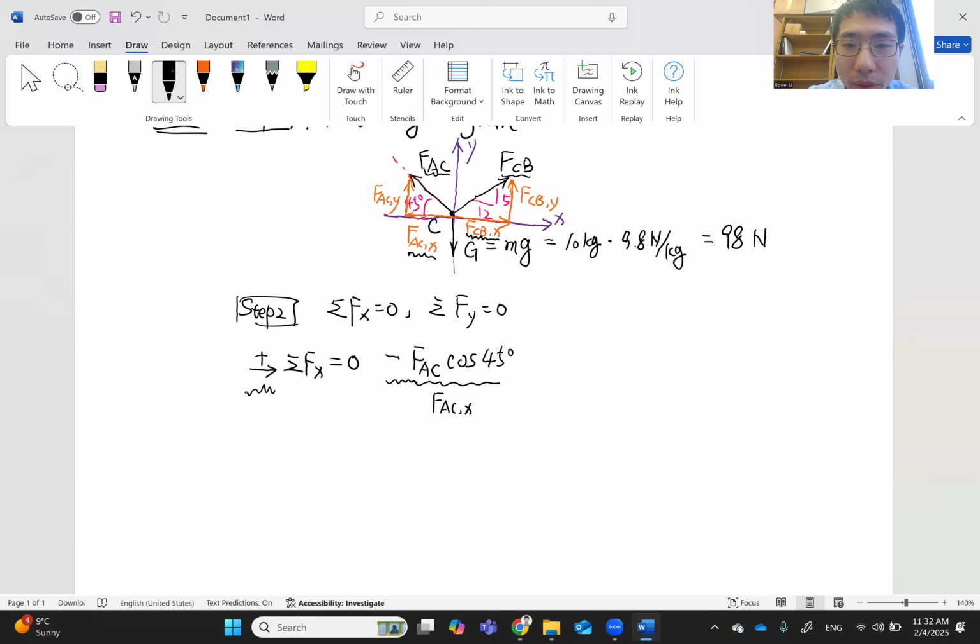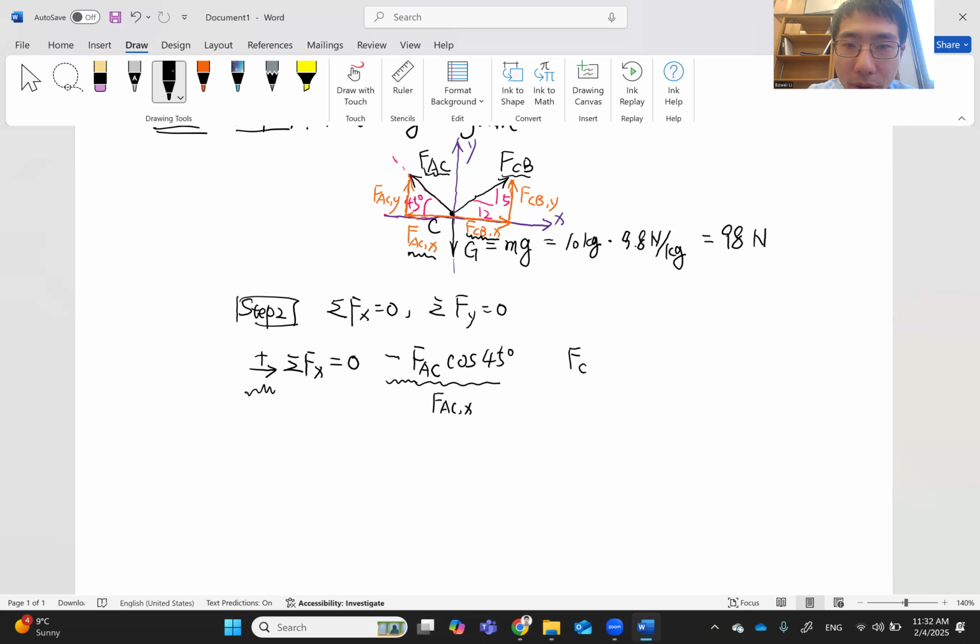In addition to that, what else do we have? We have FCBX, right? For our FCBX, again, it is similar here. How can we find that out? At least we see that FCBX belongs to a triangle here.